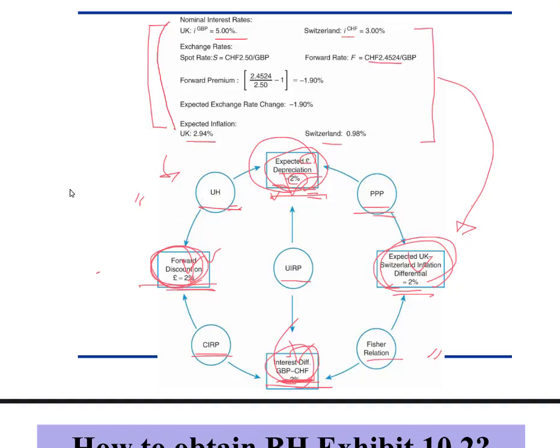So in summary, based on the numbers given in this exhibit, I explained this term, this term, this term, and this term. And then I showed the relationship between these two using UH, the relationship between these two using CIP, these two using the Fisher relationship, these two using expected relative PPP, and the relationship between these two using UIRP. So in summary, this exhibit gives us the whole picture, the relationship between various numbers given international parity conditions. Please make sure you understand this exhibit.